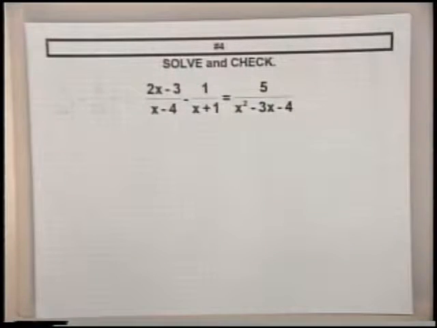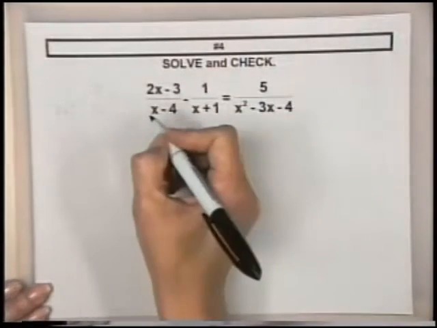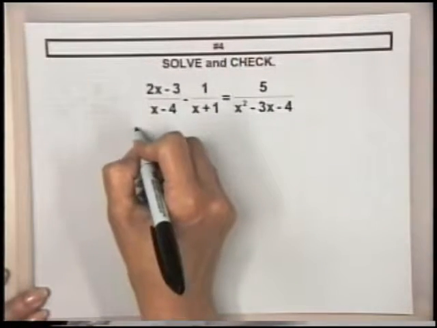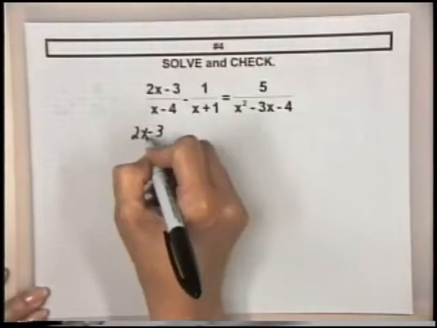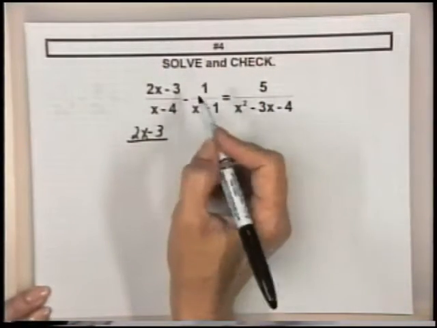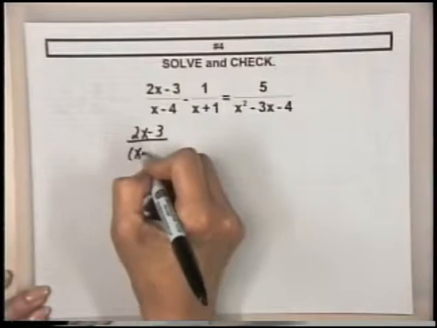Problem number 4, solve and check. Once again, we are solving a fractional equation. We know we want to get rid of the denominators, and to do that, we know we find the LCD. Let's rewrite this equation and factor the denominator so we can determine the LCD.